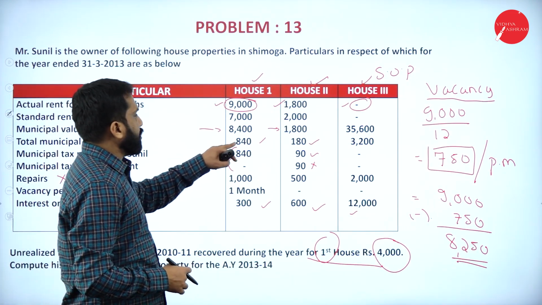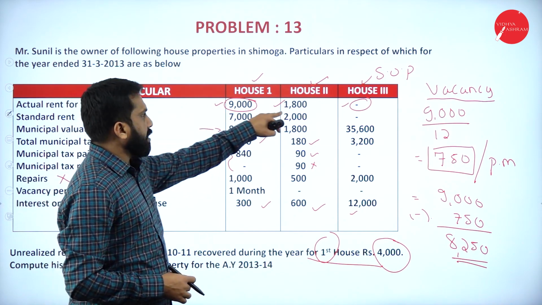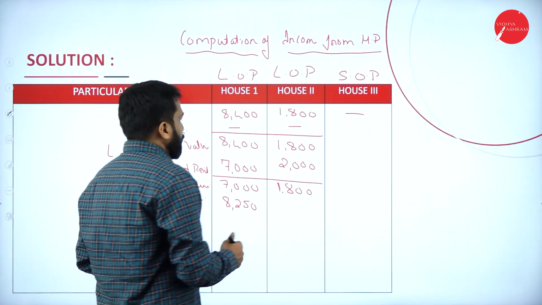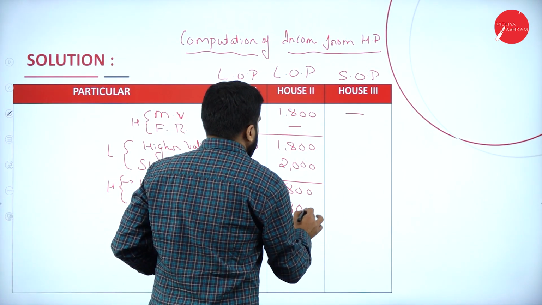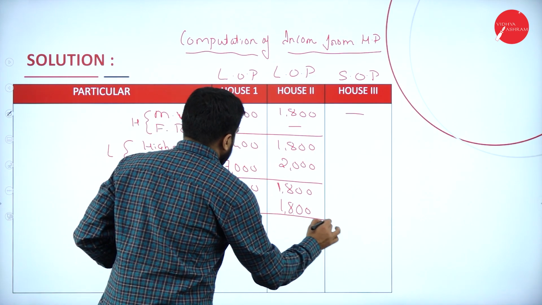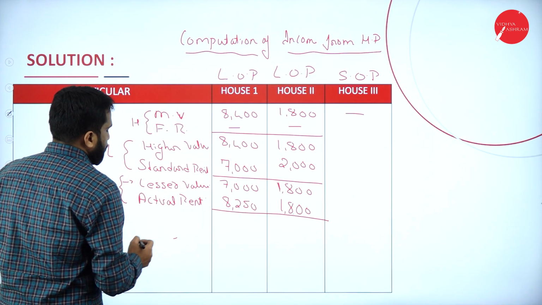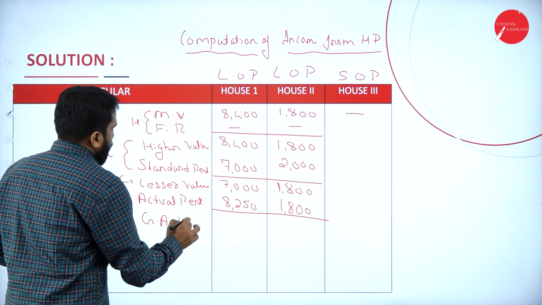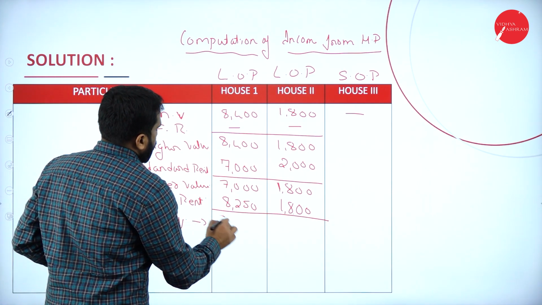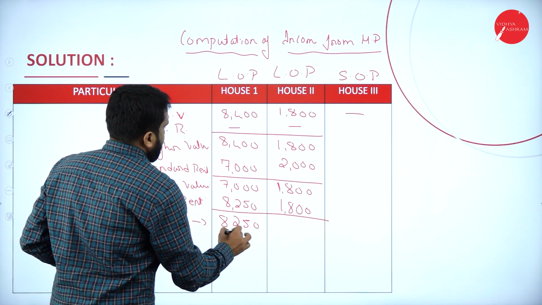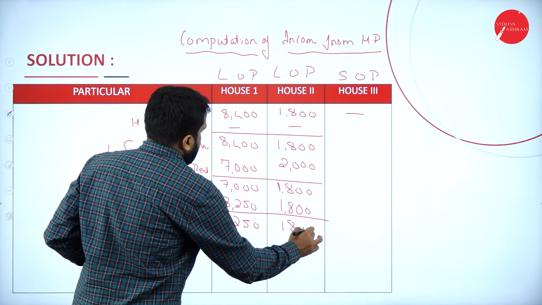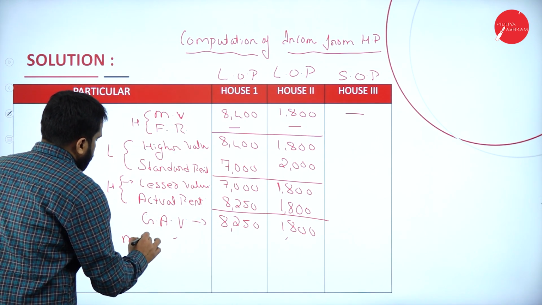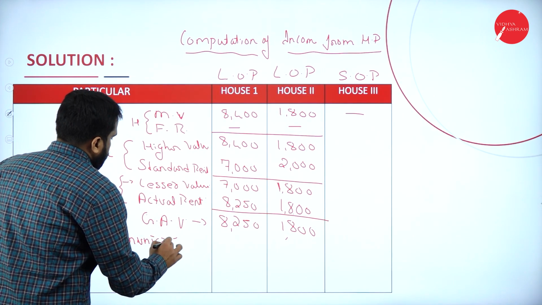The last one is how much? Your actual rent is 1,800 itself. Now, 1,800 will go for the best. Like in this, your gross annual value will be the higher of the above, then it will be 1,800. Less what? Municipal tax.